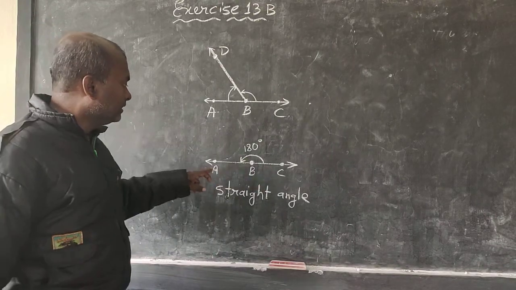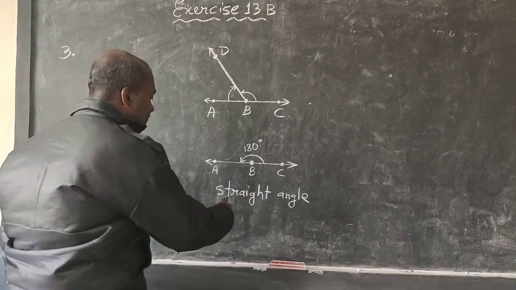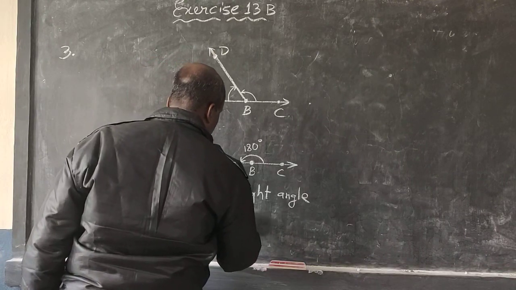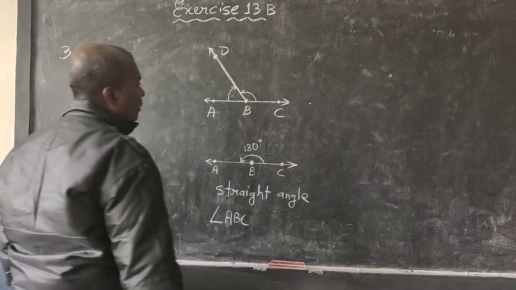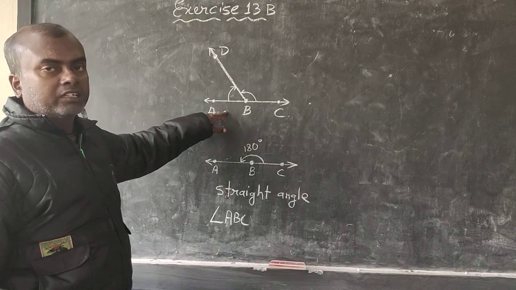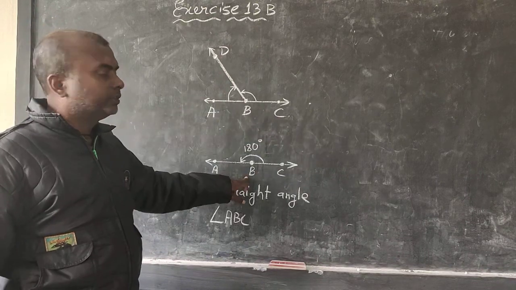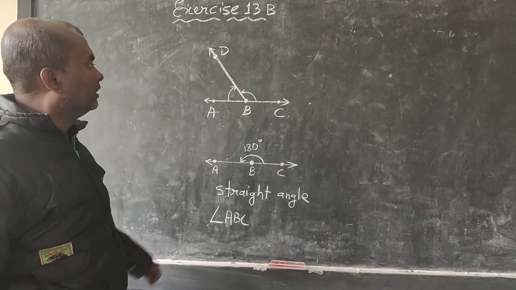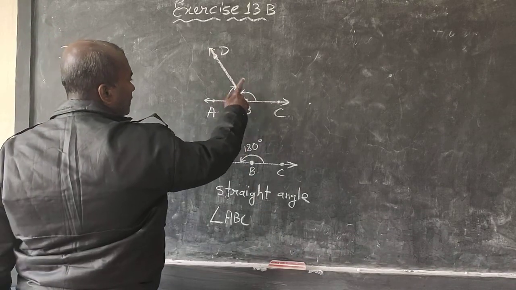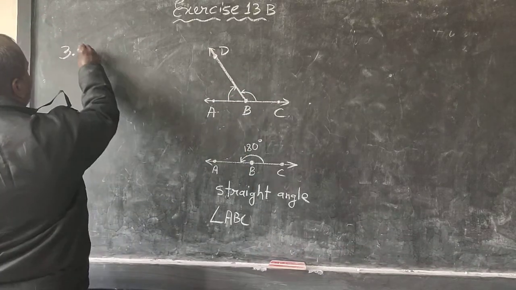One of the angles is angle ABC. This angle can be named as angle ABC. What are the other 2 angles in this diagram? Apart from angle ABC, which I have drawn here separately, the other 2 angles are this particular angle and this particular angle. So we have to write a name.